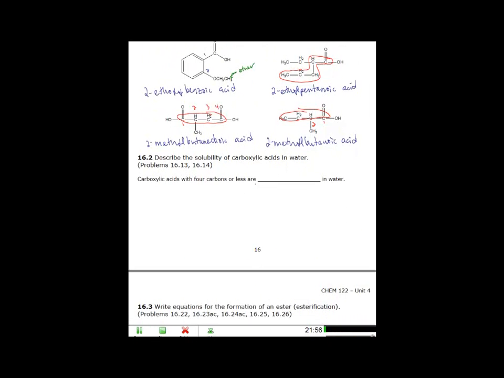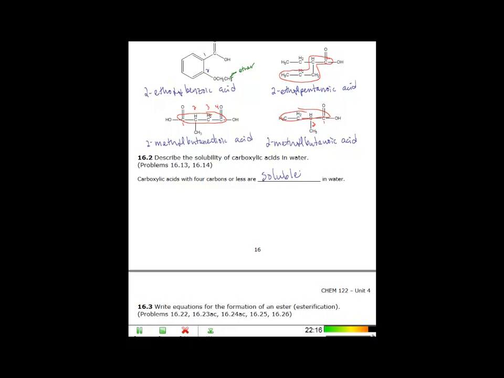Okay, so solubility of carboxylic acids. Carboxylic acids with 4 carbons or less are soluble in water. So that's kind of the magic number with organic compounds. We'll see this in lab coming up in the next few weeks.